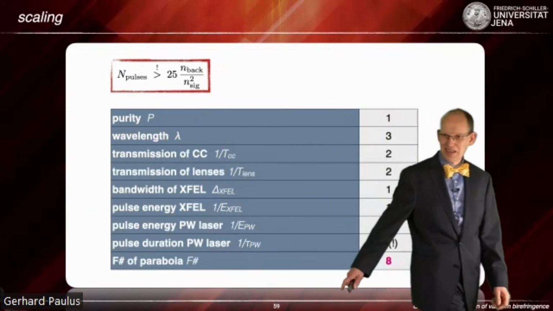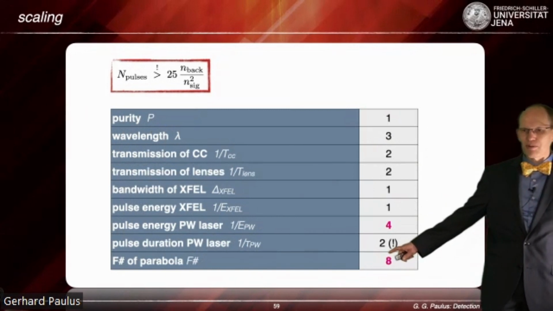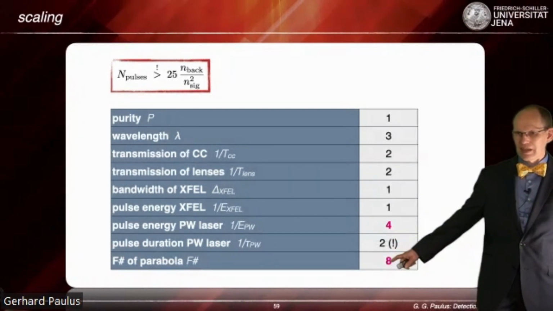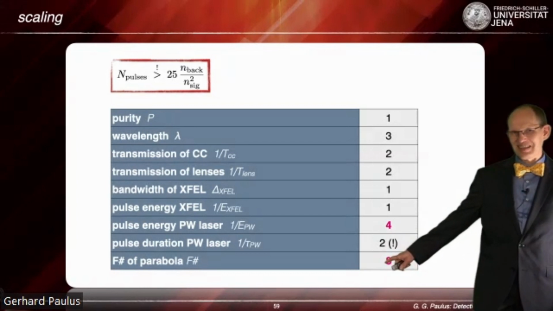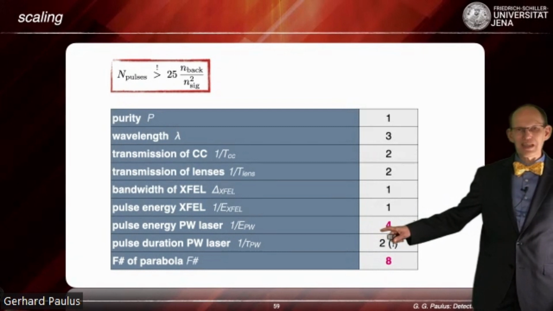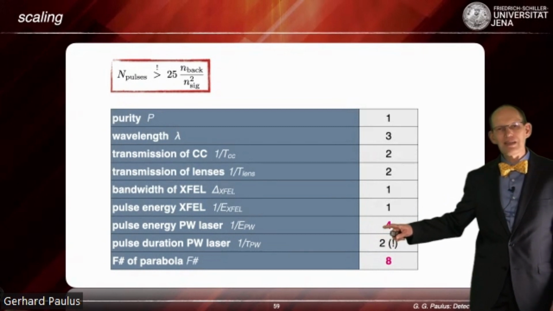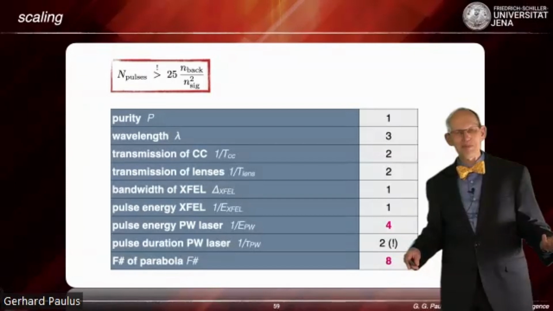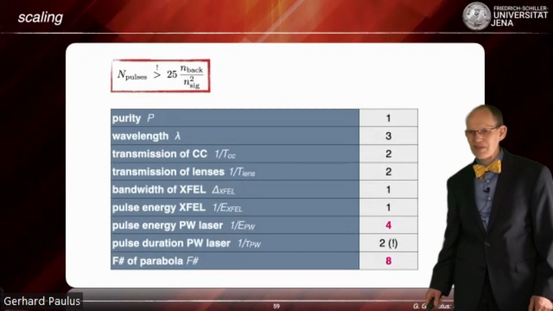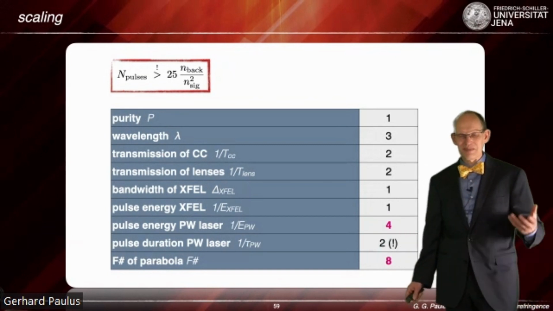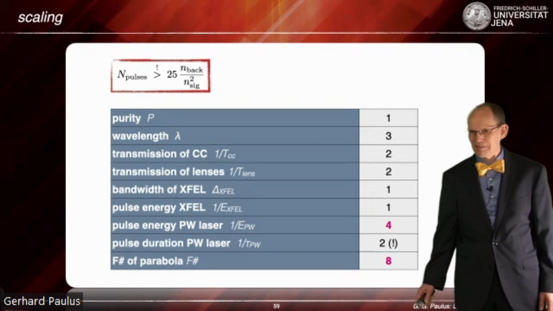But here I should go to this side. So the F number of the parabola that you use in order to focus your petawatt laser beam: it goes with the 8th power of that, right? Well, it also goes with the 4th power of the pulse energy of the petawatt laser. So this is where you see how much it hurts that this sub-petawatt laser at the European XFEL is unfortunately not a petawatt laser, but just a multi-hundred terawatt laser or so, right?